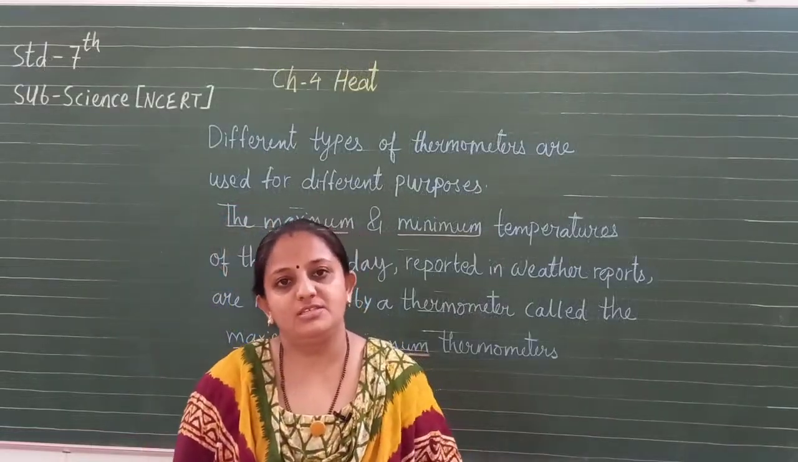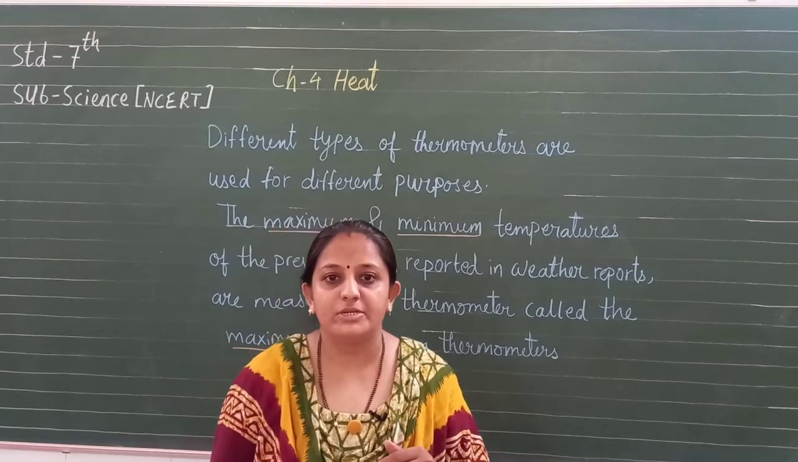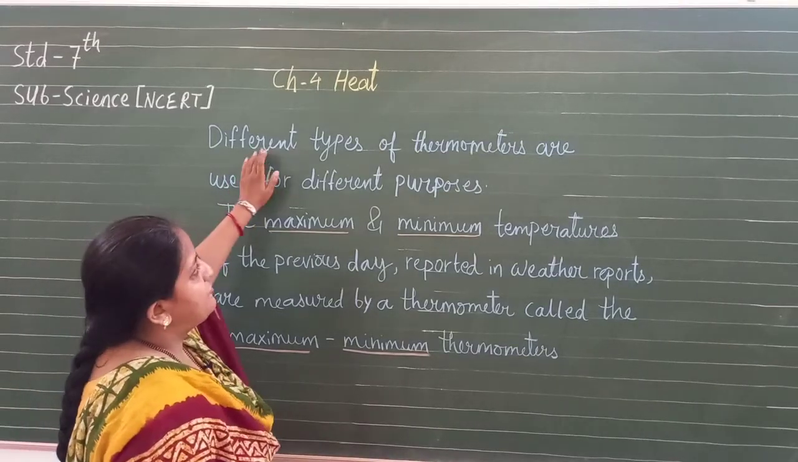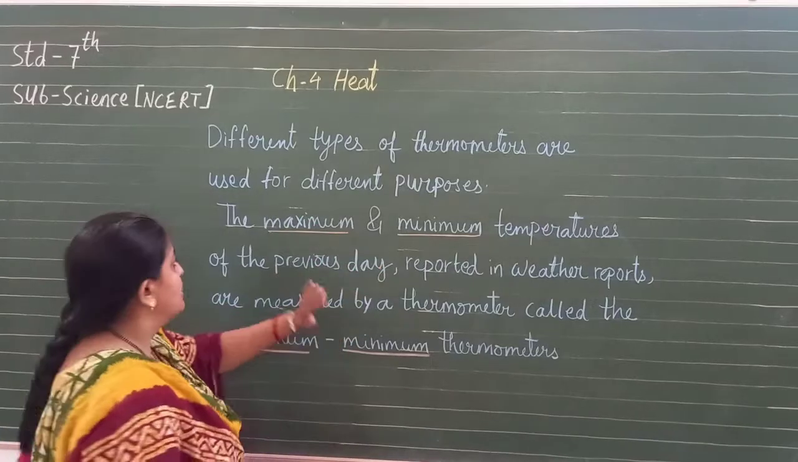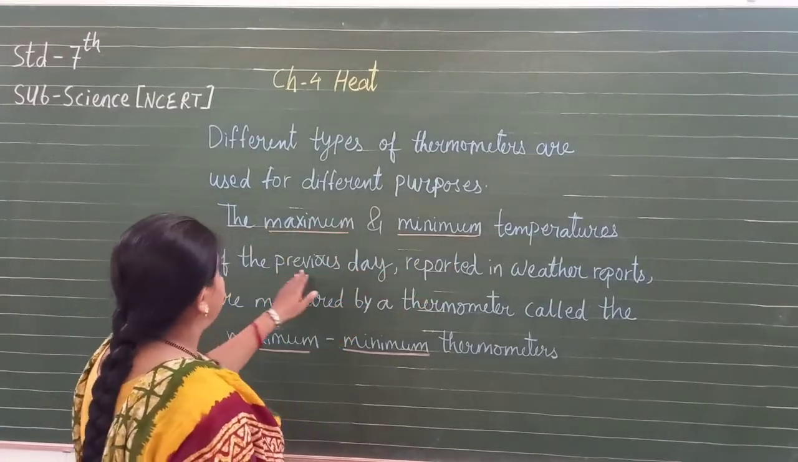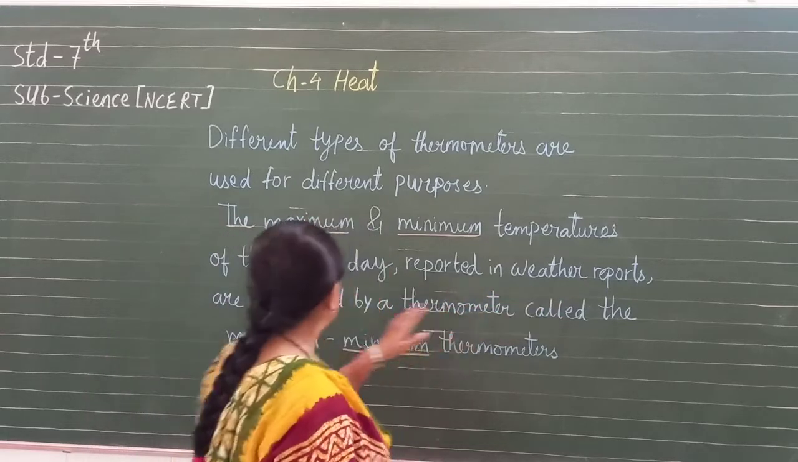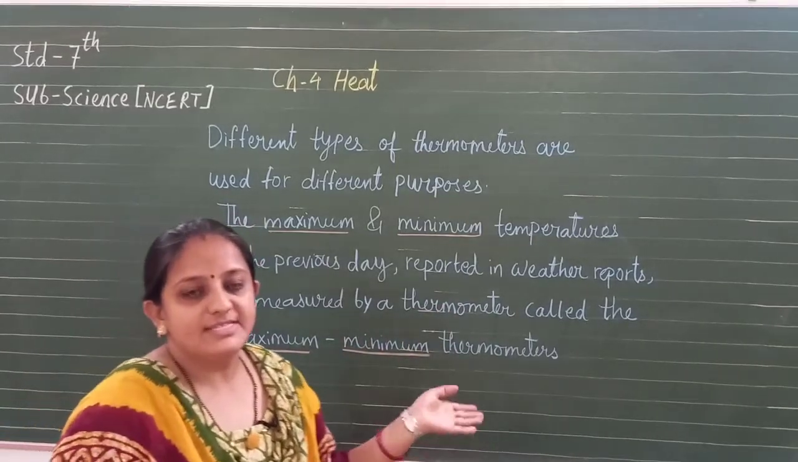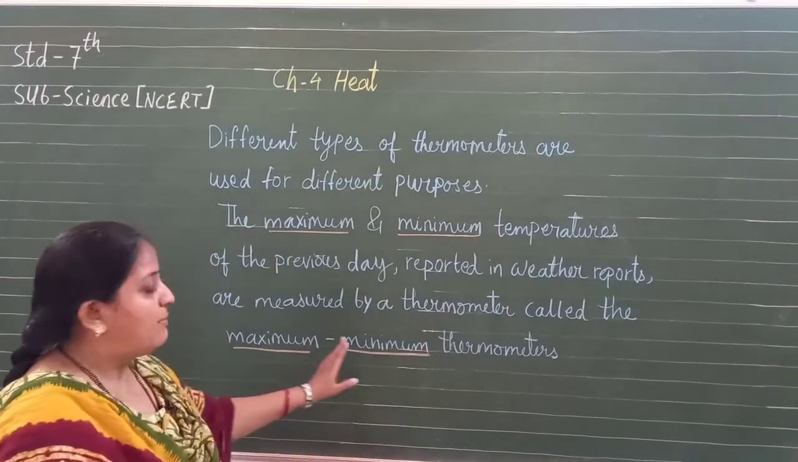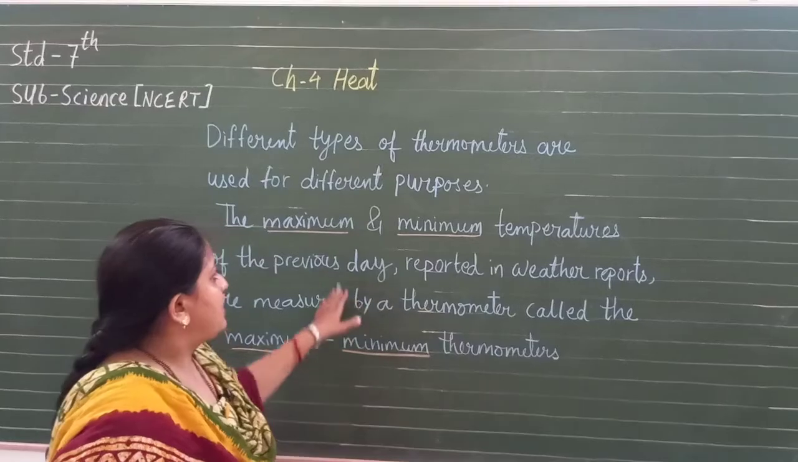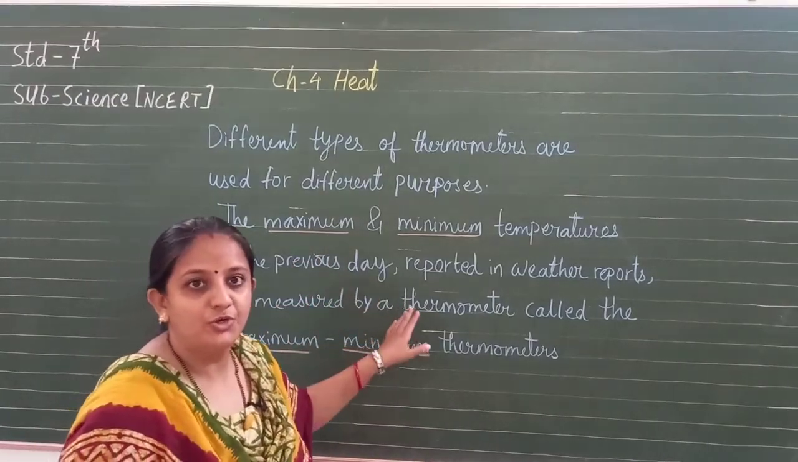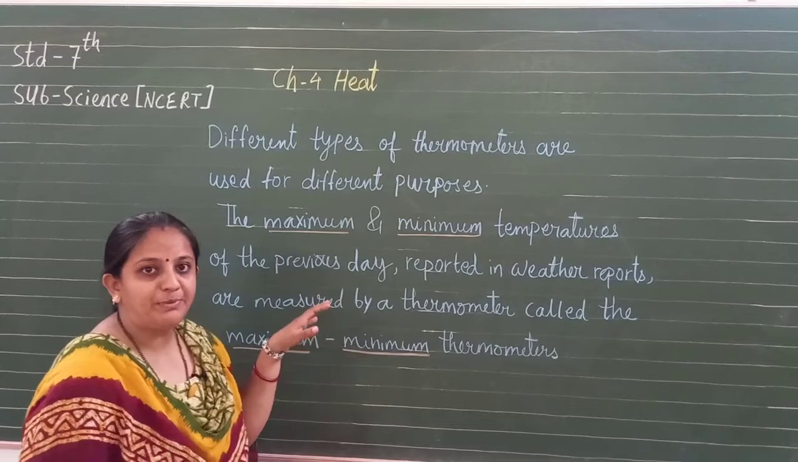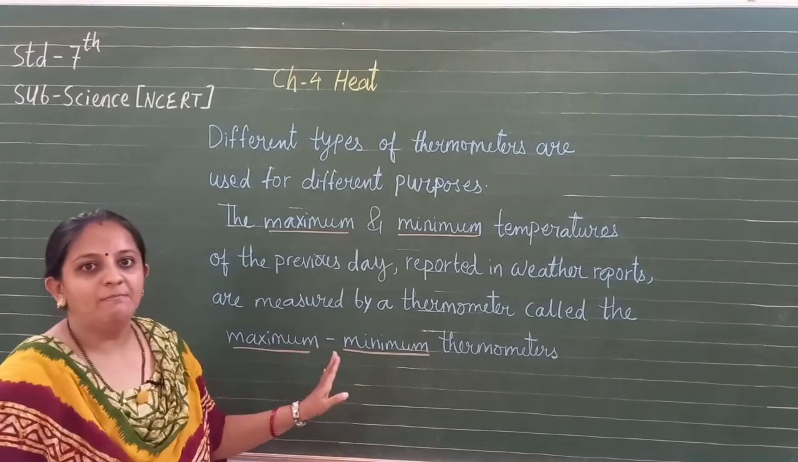Now students, apart from the clinical and laboratory thermometers, we have other types of thermometers which are used for different purposes. The maximum and minimum temperatures of the previous day reported in weather reports are measured by a thermometer called a maximum and minimum thermometer. In chapter 7 you will understand the purpose of the maximum and minimum thermometer. They are special types of thermometers used to measure the temperature of the day for the weather forecast report.